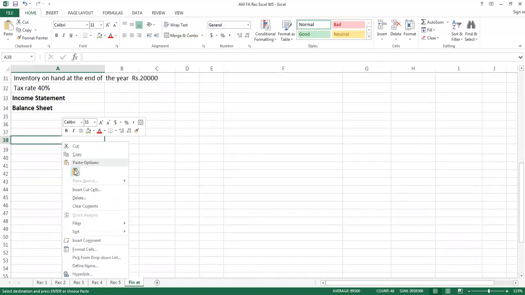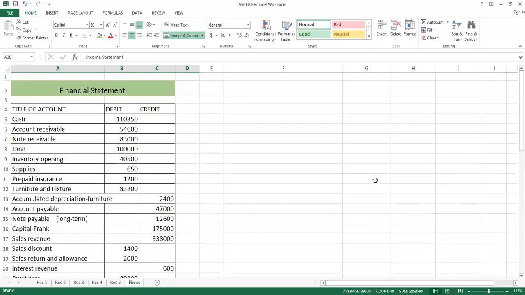Now placing it here for timing so that we can start work on the balance sheet.